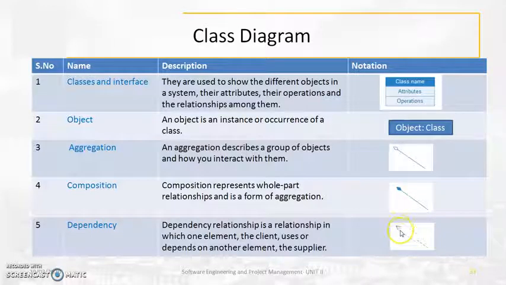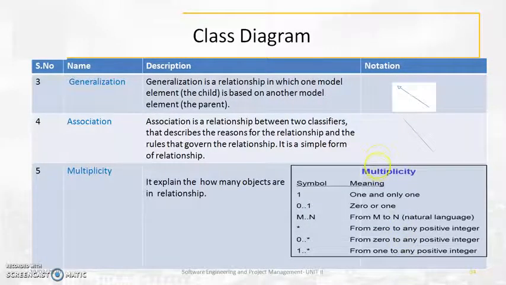Dependency is another notation in the class diagram, which shows the relationship where one element, the client, uses or depends on another element, the supplier. So dependency involves clients and suppliers. Then generalization is another relationship, which is used as a type of inheritance in the class diagram, where one model element, the child, is based on another model element, the parent class or superclass, and subclass. This representation is done with this particular arrow.